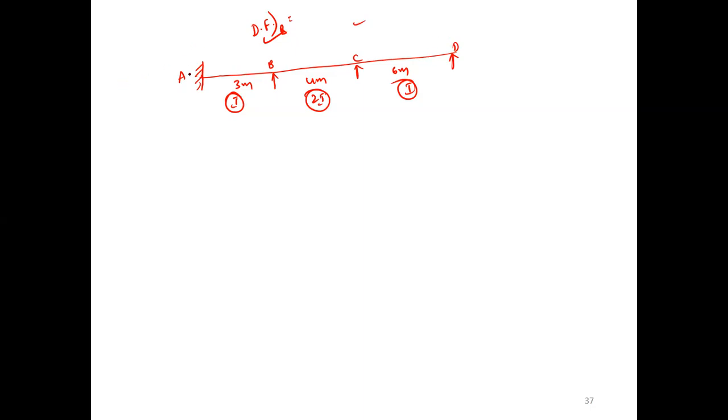What is the distribution factor at A? It is 0. Why? Because it is fixed. The distribution factor at a fixed end is 0. At D, the end support is roller or hinge, so that is 1. Now find for B and C. For B you have BA and BC, and for C you have CB and CD.